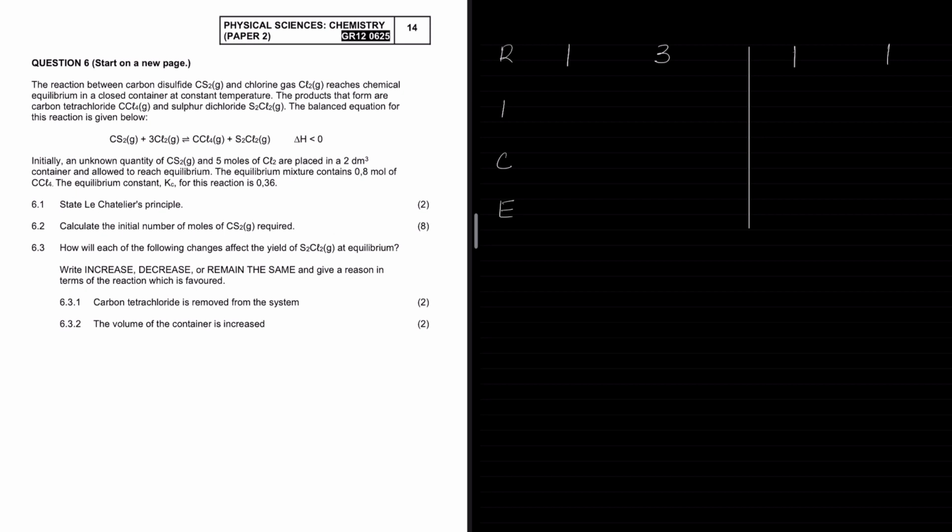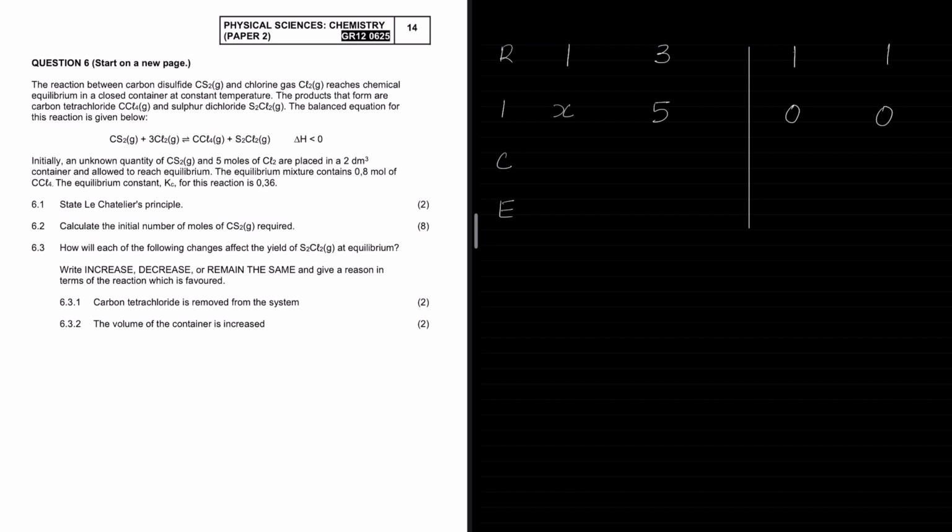Then I stands for initial. How much did we have at the beginning? The information they tell us: an unknown quantity of CS2. So for CS2, I'm going to put x here because we don't know how much there was. Cl2, they tell us that there's 5 moles, and it's placed in a 2 dm cubed container. So at the start, there are no products, so there'll be 0 here and 0 here.